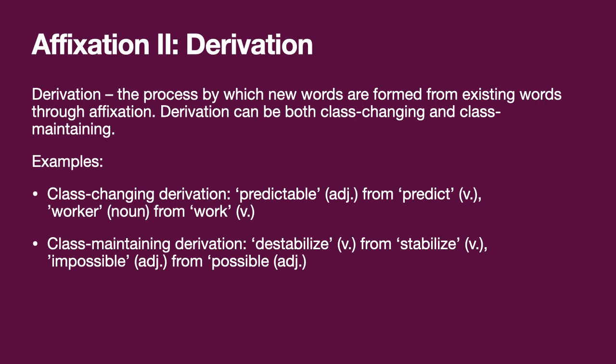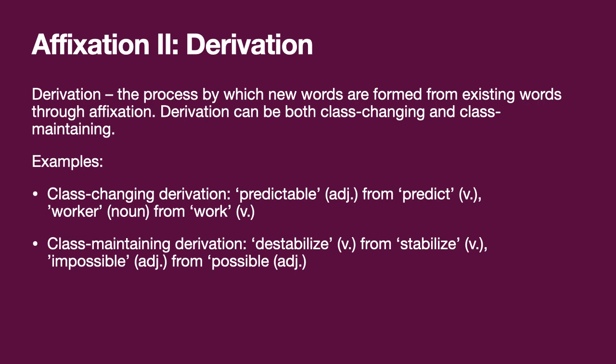But in derivation, through affixation we are creating a completely new word. And derivation is of 2 types, again as we studied in the previous lecture. It can be class changing or class maintaining. Class changing derivation means that the existing word and the new word that is formed through affixation both belong to completely different word classes or different parts of speech.